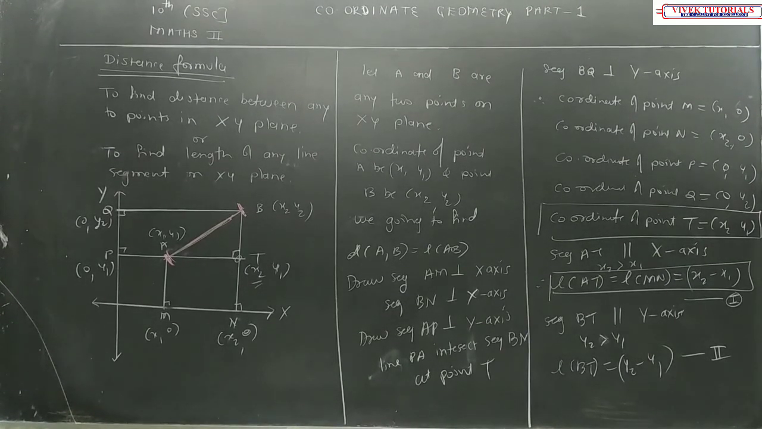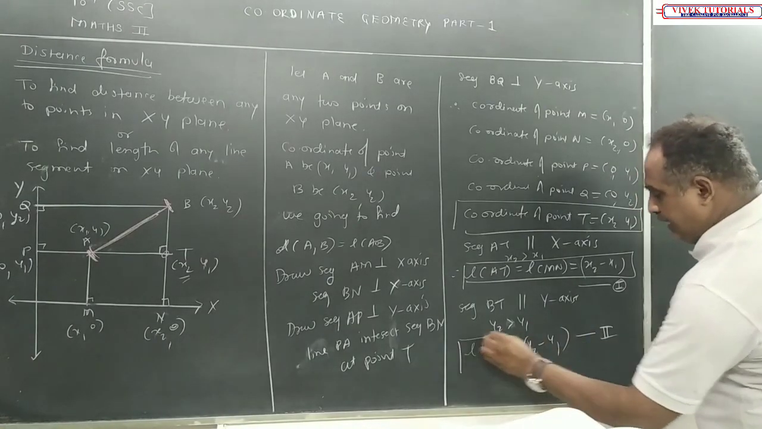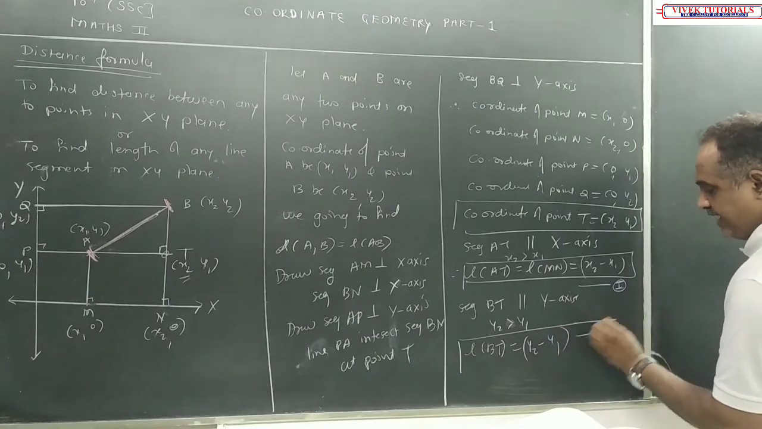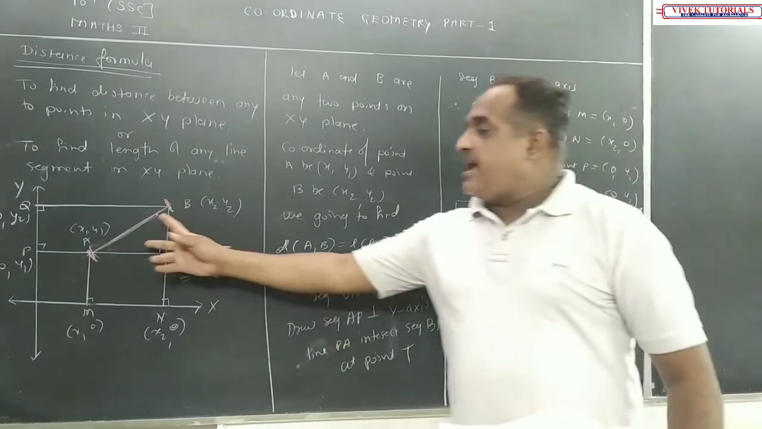Okay. Now see how to derive the distance formula. So we were not at all interested in AT and BT. We were interested in AB. हमें तो डिस्टेंस इसका निकालना है AB का.